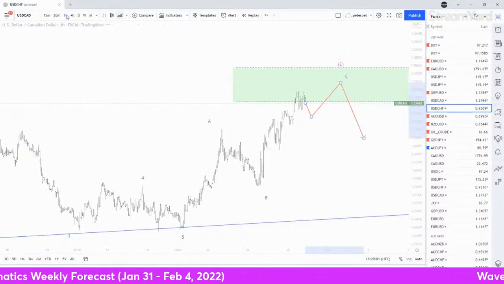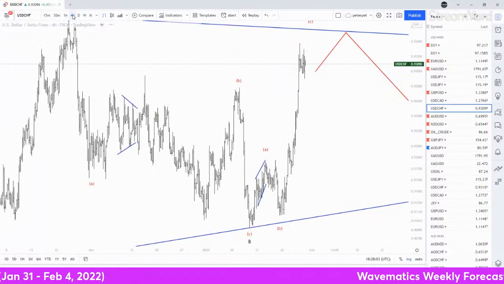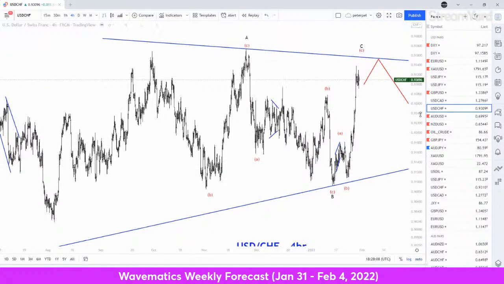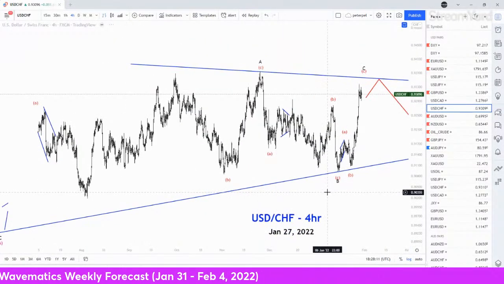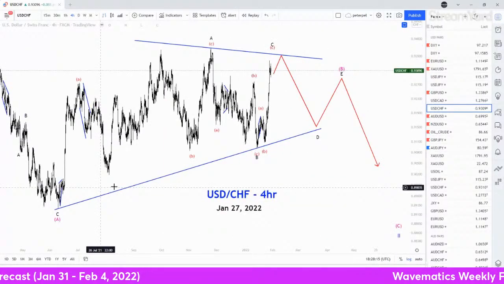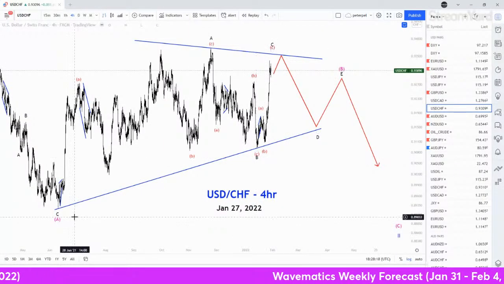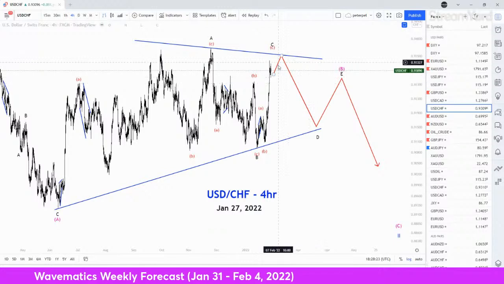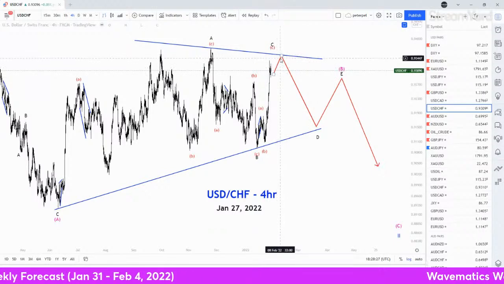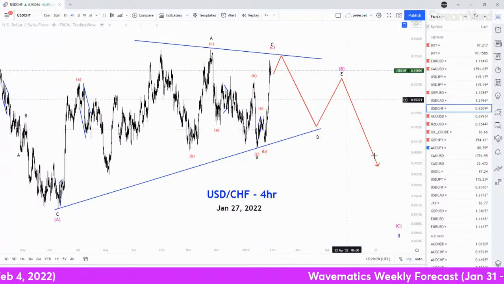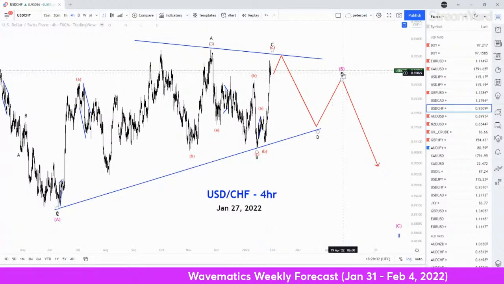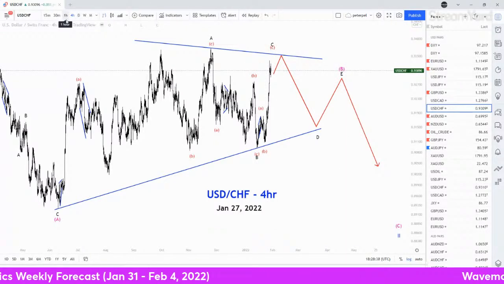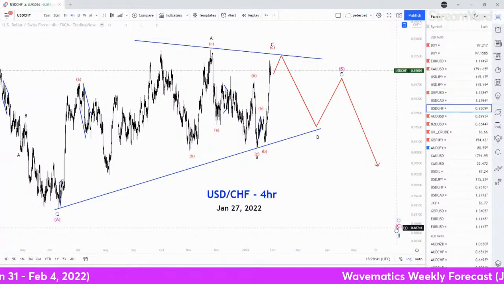Let's quickly move to the next pair. If we look at the USD Swiss franc, we've been anticipating this particular count for some time now. Now we've adjusted our count, and this is what we are looking at for a wave A, and A B C D E for a triangle wave B. So we are anticipating price to move to the upside for some time to complete the 5 wave pattern. Then we get a wave D and E for purple wave B, then we get another downward move for this red wave C.